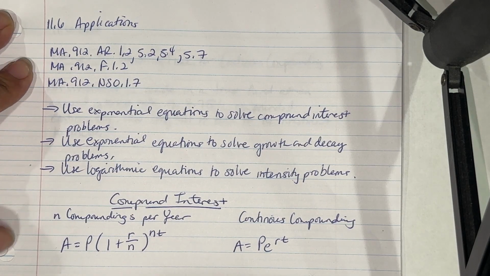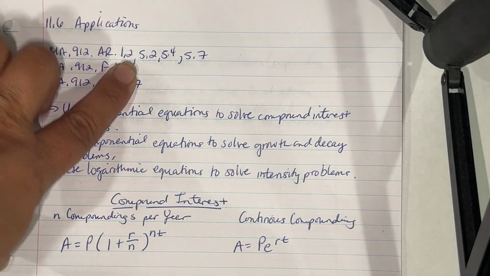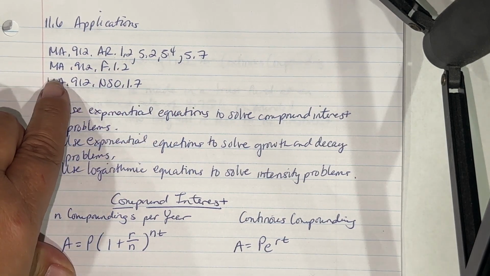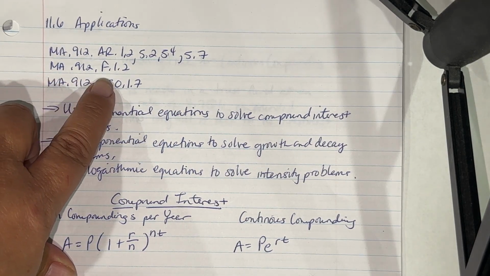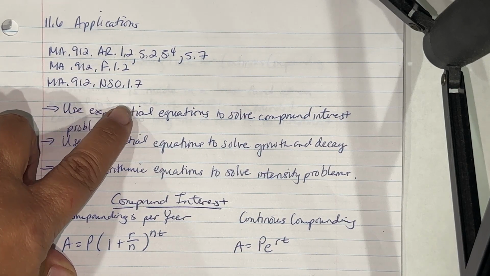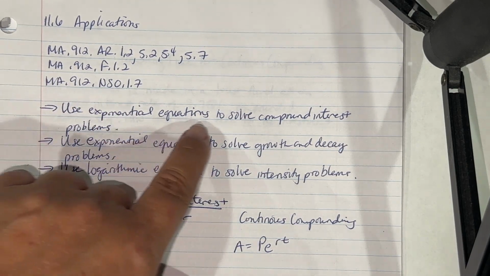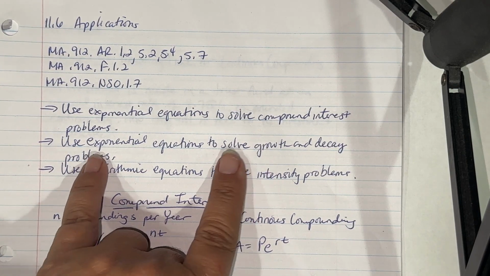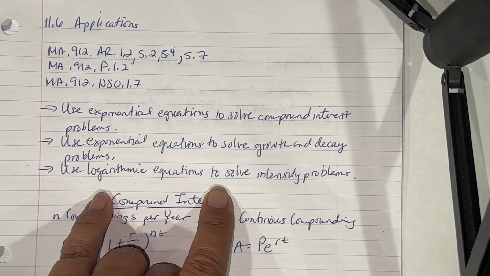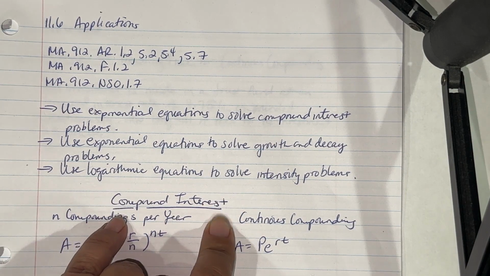11.6 applications, it's MA.912.AR.1.2, 5.2, 5.4, and 5.7. MA.912.F.1.2 and MA.912.NSO.1.7. We're going to use exponential equations to solve compound interest problems, use exponential equations to solve growth and decay problems, and use logarithmic equations to solve intensity problems.